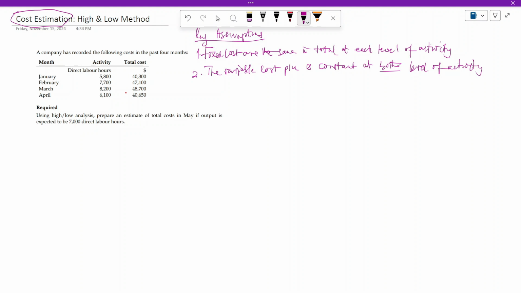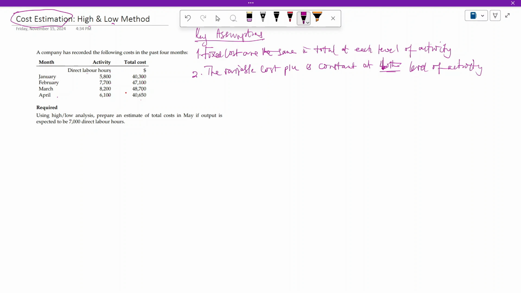When we say both, this is referring to the highest level and the lowest level of activity. If you look at this question on the left, we have 4 months, January to April, and the level of activity, which is the direct labor hours, has different figures for each month. The total cost too has different figures for each month, January to April.